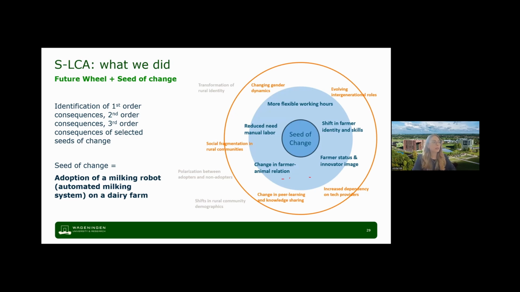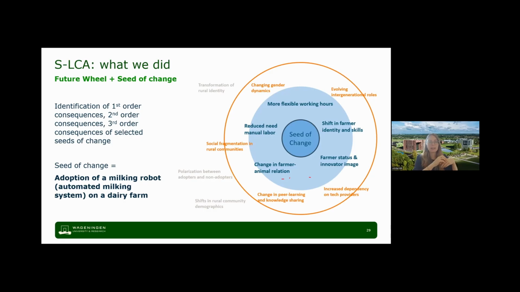Next to that, we also wanted the farmers' input on how they foresee things to change towards the future. And therefore, we also used a future wheel approach to get them thinking about, okay, if there would be a seed of change, we call it, a certain scenario or assumption, what would be the first order consequences of that? And based on these first order consequences, what would be the second order and the third order consequences?